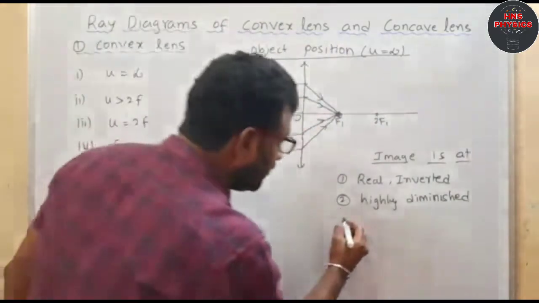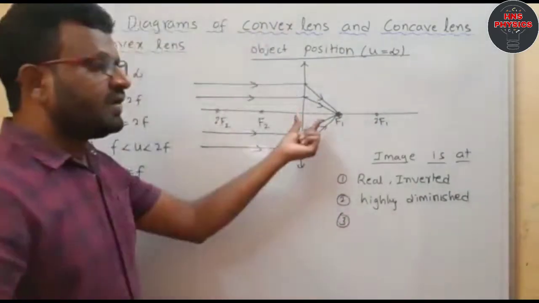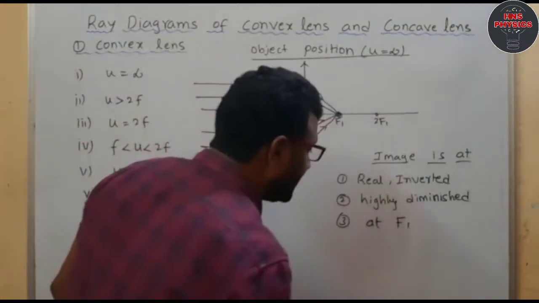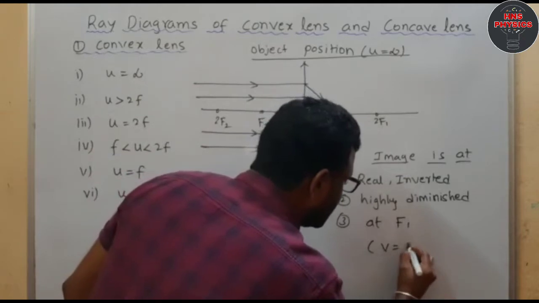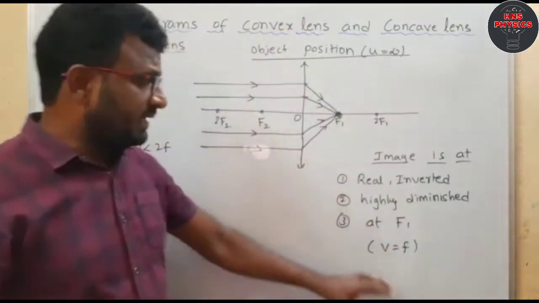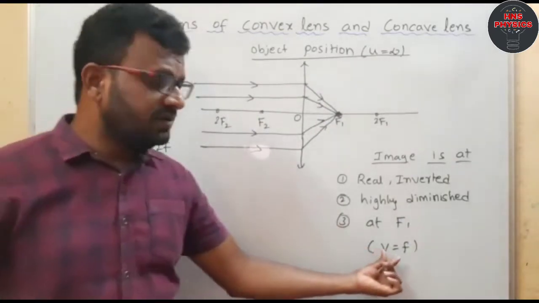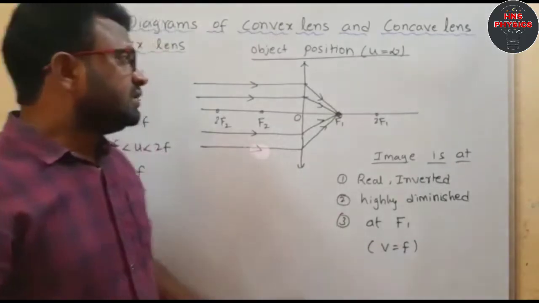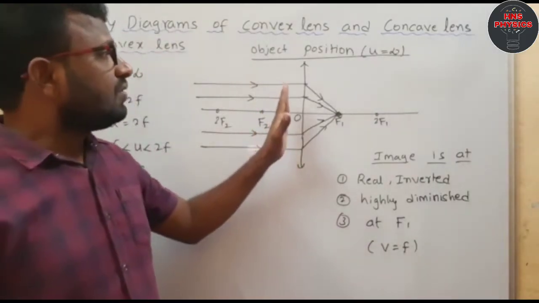Right. Next, where is the image formed? Image is formed at f1. That means the image distance is nothing but the focal length of the lens. Here the image distance is the focal length of the lens, so that is v equal to f.